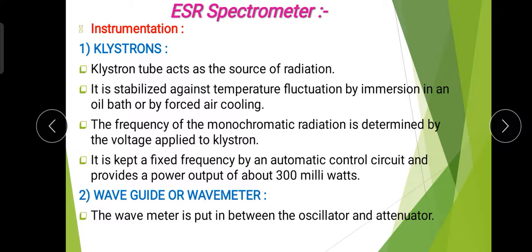Now we will discuss the components one by one. First is the klystron. The klystron tube acts as the source of radiation. The main source for ESR is microwave radiation, as ESR spectroscopy falls in the microwave region. So the klystron is used to generate the microwave radiation, that means it acts as a source of radiation.